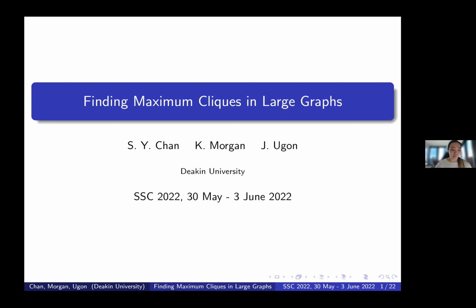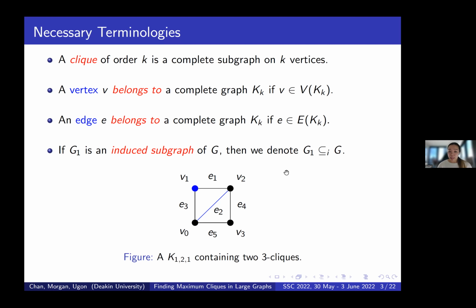So we'll use an example to illustrate. In the figure, we'll say that the vertex V1 that's colored in blue belongs to the triangle, or the three-clique, V0, V1, V2, but it does not belong to the three-clique or the triangle V0, V2, and V3. And similarly for an edge, we say the edge E2 belongs to both three-cliques, V0, V1, V2, and also V0, V2, V3. And we can say the same thing for E3, it does not belong to the triangle V0, V2, V3.